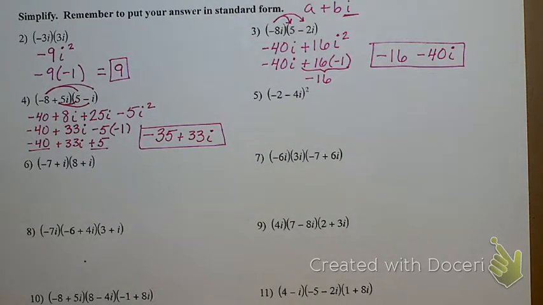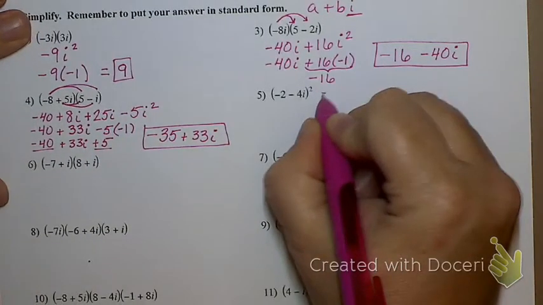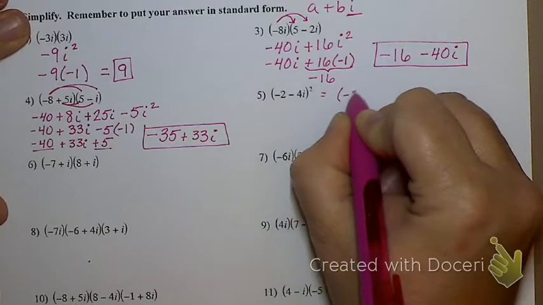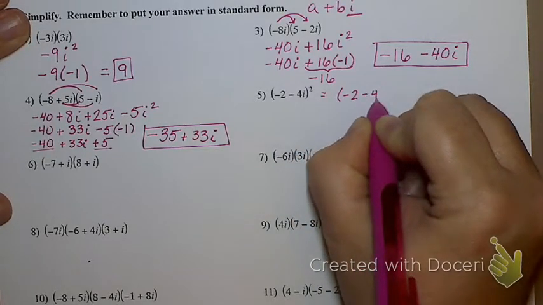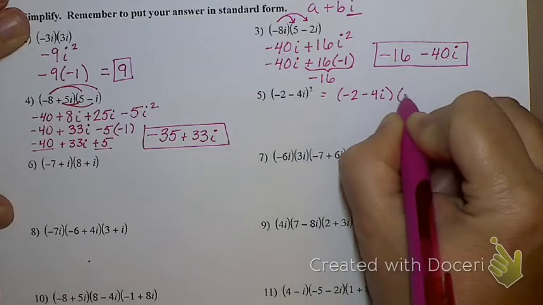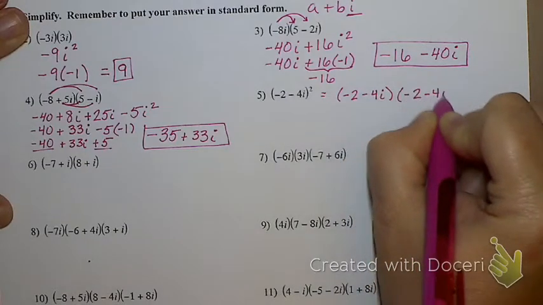What's different about number 5? It has a square. It has the squared, so everybody just wants to square the negative 2 and square the negative 4i, which is wrong. You have to write it twice. So it's really negative 2 minus 4i times negative 2 minus 4i. Correct?